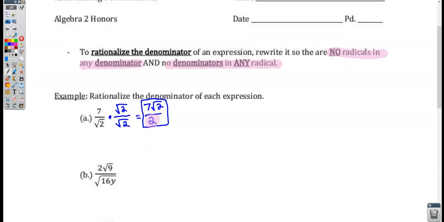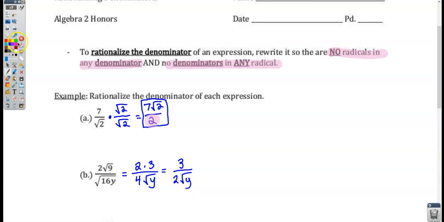Okay, so in part A, the original fraction was already in the simplest form. We'd already simplified both the numerator and the denominator before we rationalized. That's something that we want to do in this case. Before we rationalize, let's completely simplify what we have here. And in order to do that, we'll simplify these square roots. This turns into 2 times 3 because the square root of 9 is 3. And the denominator becomes 4 times the square root of y, and so simplifying all of that gives us 3 over 2 times the square root of y.